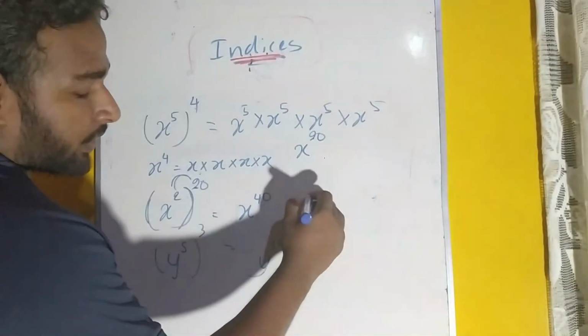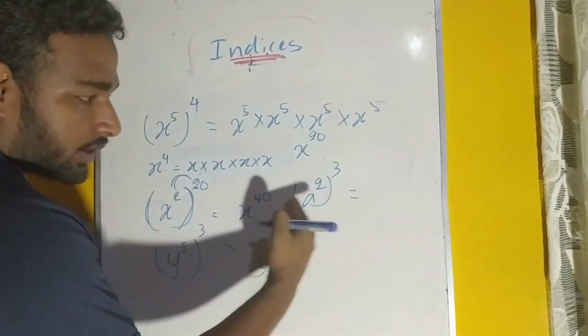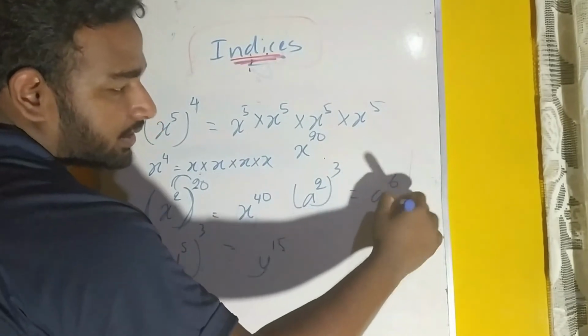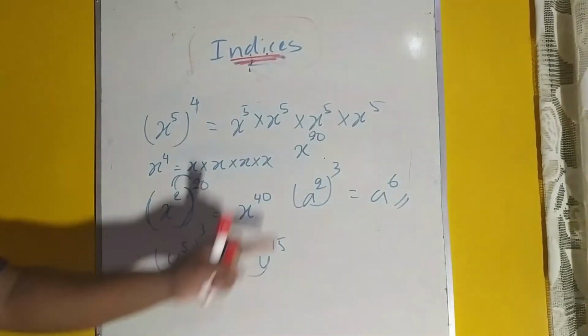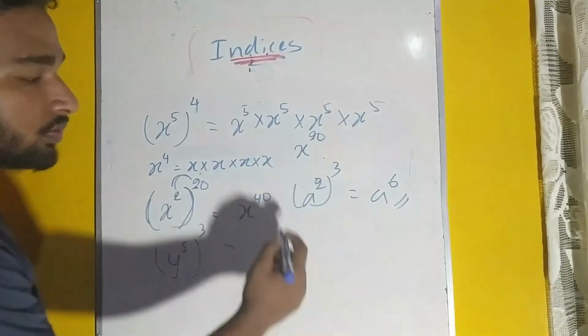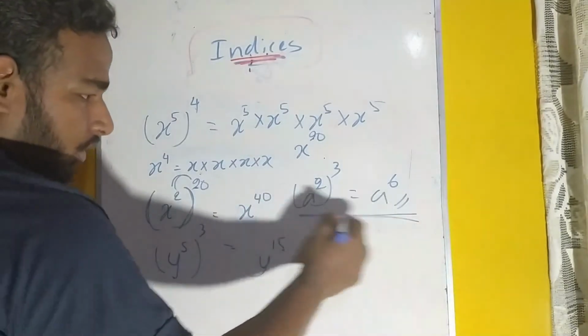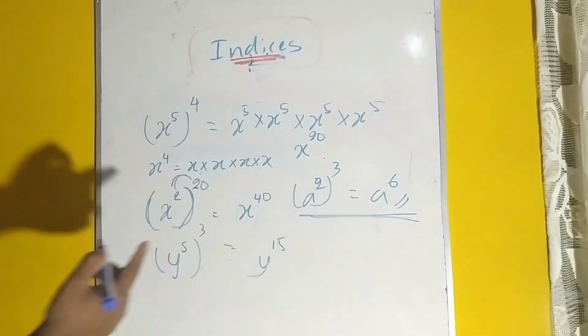If they give a to the power 2 whole to the power 3, how can you write it? a to the power 6. You just multiply, not add. In this, don't add. In this you should multiply. Okay, so this is not a rule, but you should know this method.